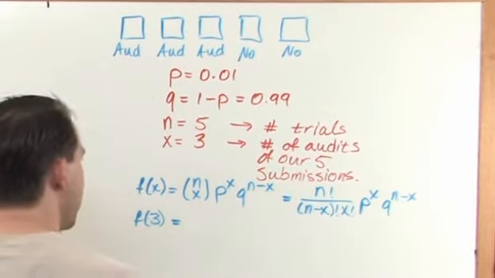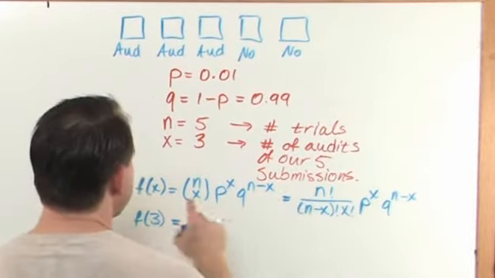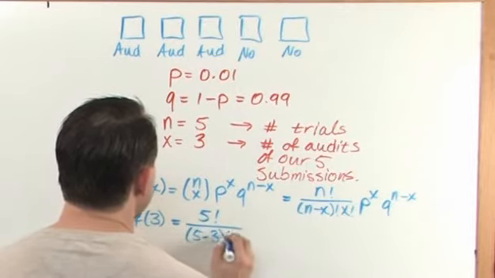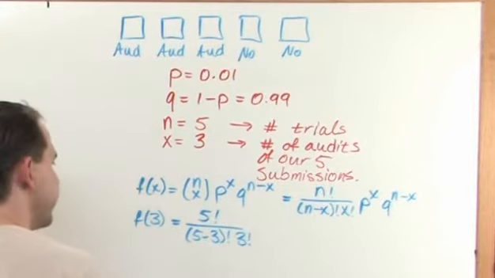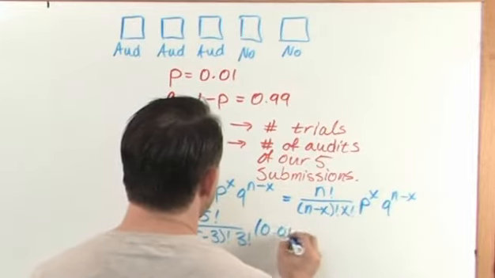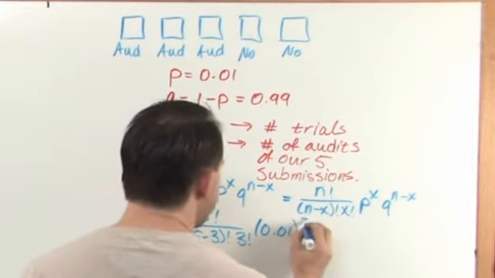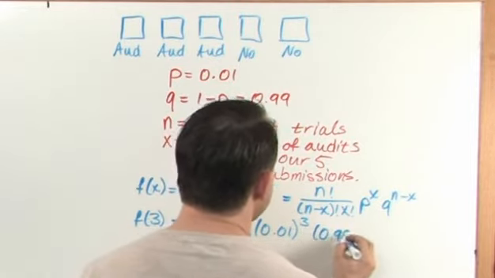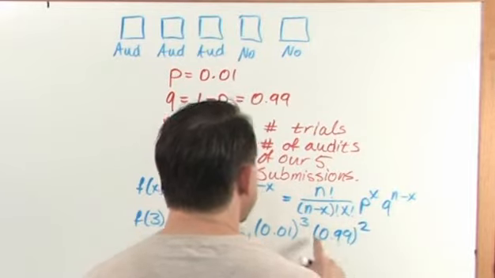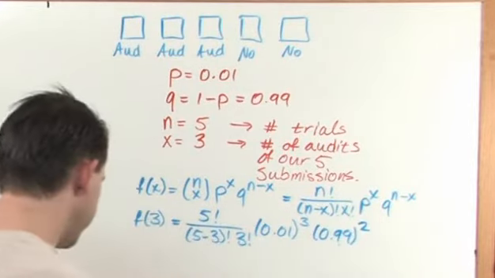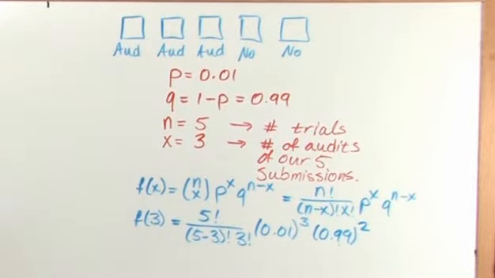So what I'm going to have on the top, since I have 5 trials and n is equal to 5, is 5 factorial over 5 minus 3 factorial times 3 factorial, because x is 3, times p, the probability of getting an audit, 0.01 to the power of 3, because I have 3 audits I'm calculating the probability for, times q, which is 0.99, to the power of 2. These two exponents have to add up to the total number of people I'm submitting. That's why it's x and n minus x. So all I need to do is calculate all this stuff, and I've found my answer.